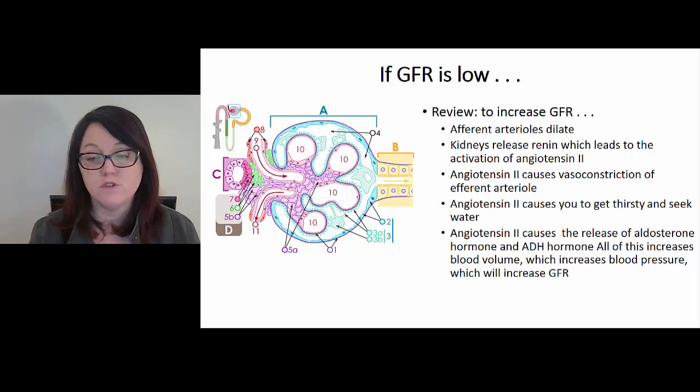Angiotensin 2 also causes you to become thirsty and seek water, which will increase blood volume, blood pressure, and increase GFR. Angiotensin 2 also causes the release of aldosterone hormone and ADH hormone, and these two hormones will cause you to save water from your urine, which will increase your blood volume, increase your blood pressure, and increase your glomerular filtration rate.